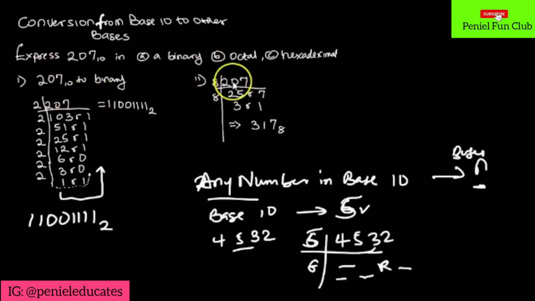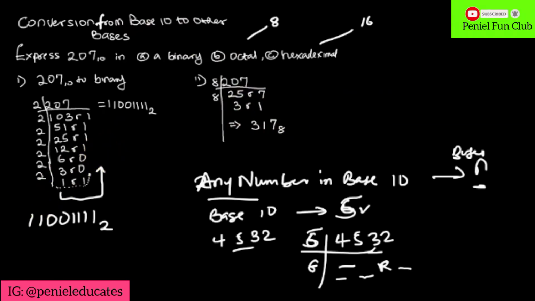So if I have to convert the same thing to octal, what do we need to do? Divide by 8. Octal is base 8. Hexadecimal is base 16. So we have 8 divided into 207, that's 25 remainder 7. Then we have 3. 8 can no longer divide 3. So we have 317 base 8.